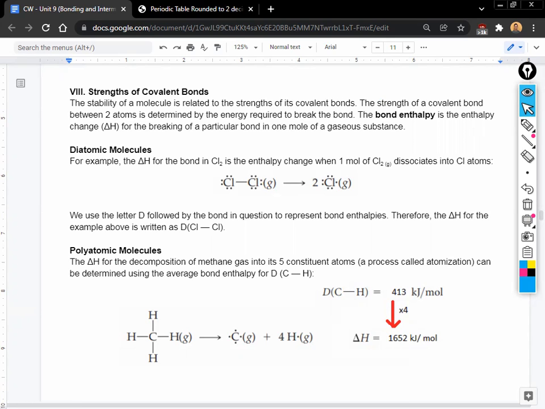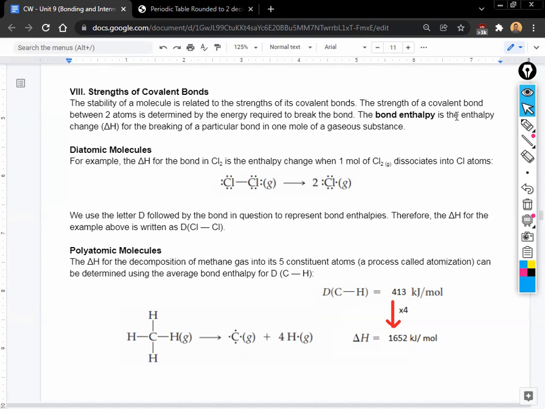Okay, now the stability of a molecule, how stable a molecule is, depends on the strength of the covalent bonds, which makes sense, right? Because the bonds are the things that keep the molecule together. And then the strength of a covalent bond, we determine it based on the energy it takes to break that bond. Okay, that's called the bond enthalpy.